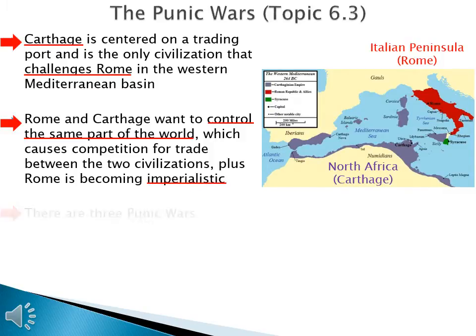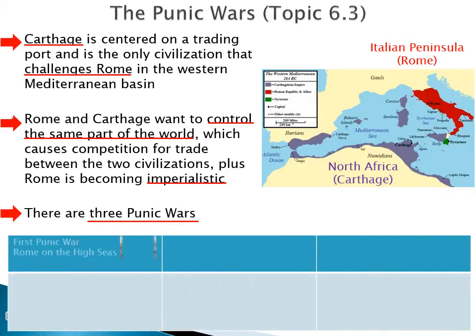So we fight the Punic Wars, and there are 3 Punic Wars. The first Punic War is Rome on the high seas.